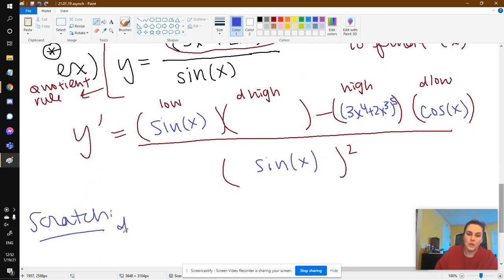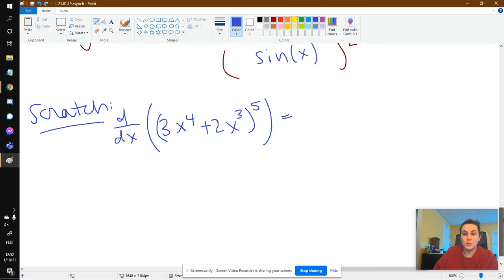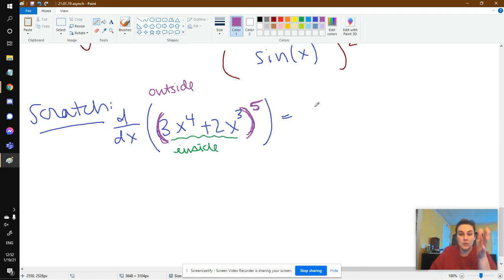I'm going to say, what is the derivative of (3x to the fourth plus 2x cubed) to the power of 5? And now here is where I'm going to use my new chain rule. The outside function is something to the power of 5, and my inside function is all this stuff.